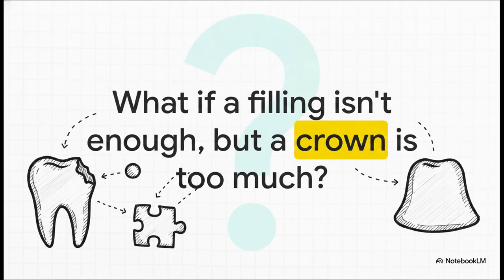So here is the big question for us today. What happens when a simple filling just isn't going to cut it, but a full crown is honestly overkill? When a tooth's hard tissues are partially destroyed, whether that's from a carious lesion, a fracture, or just severe attrition over time, we need structural solutions that perfectly bridge that gap between a minor patch and a total replacement.